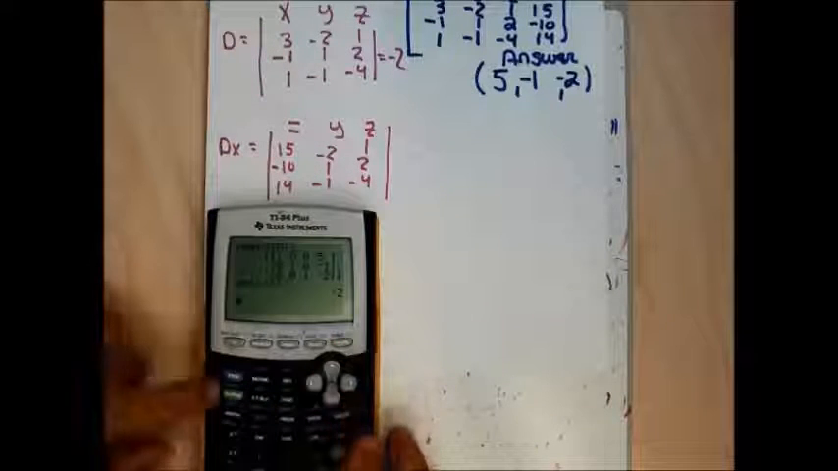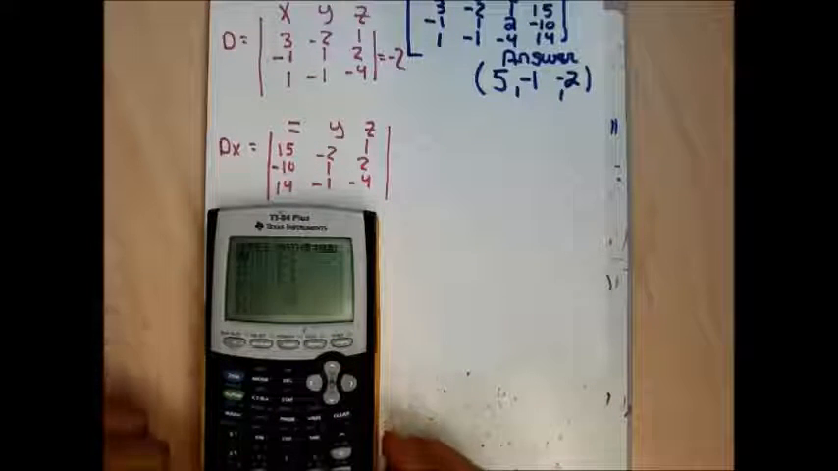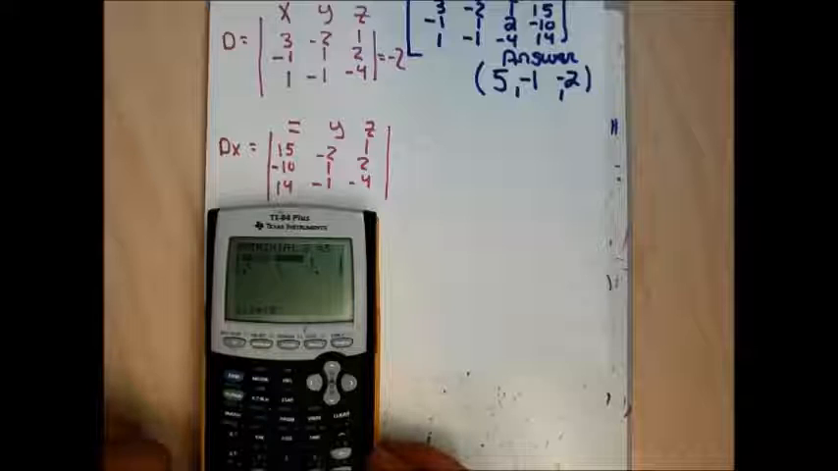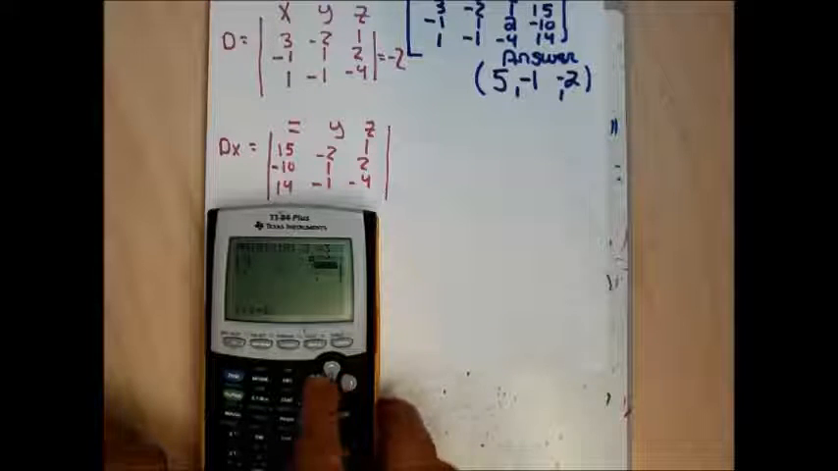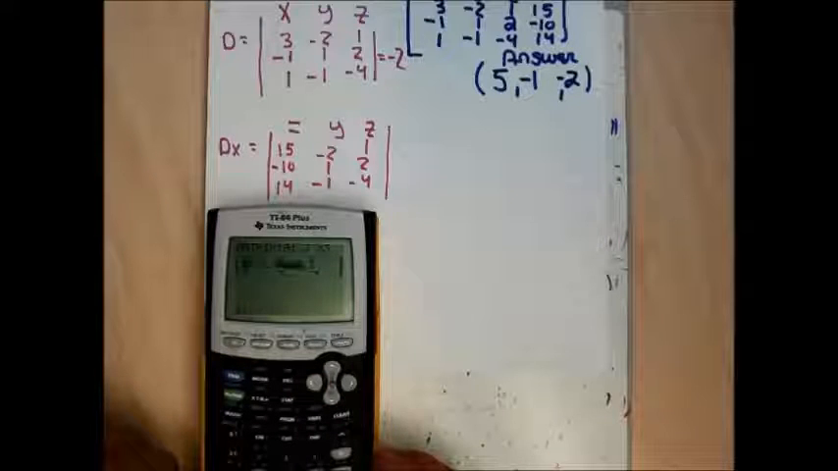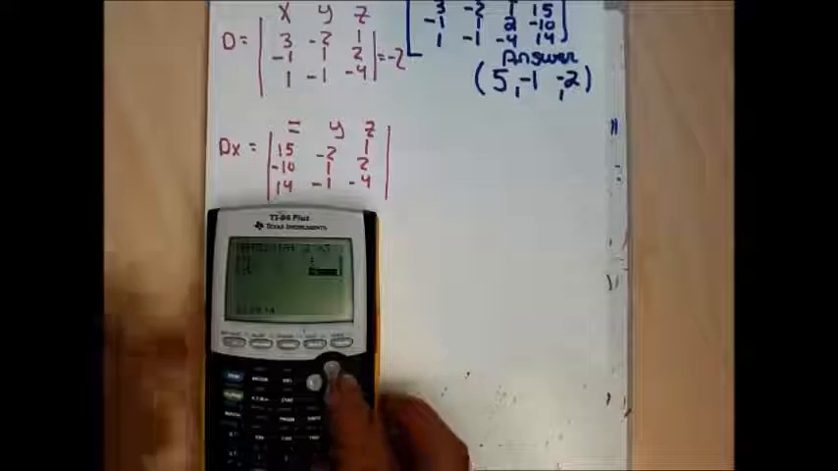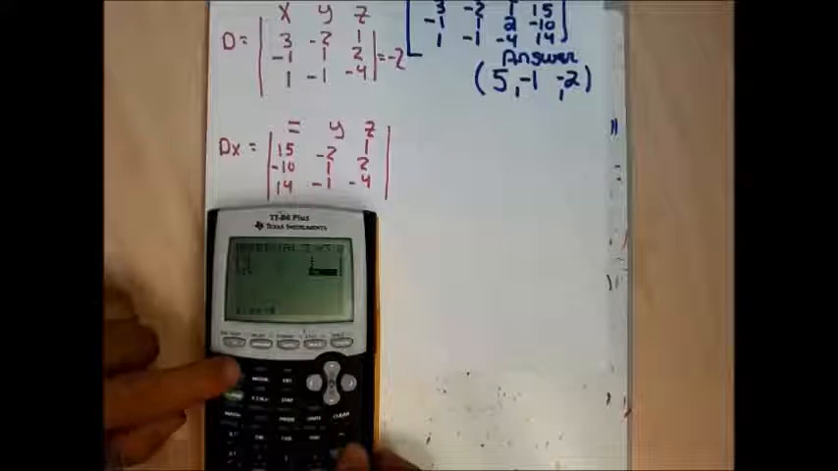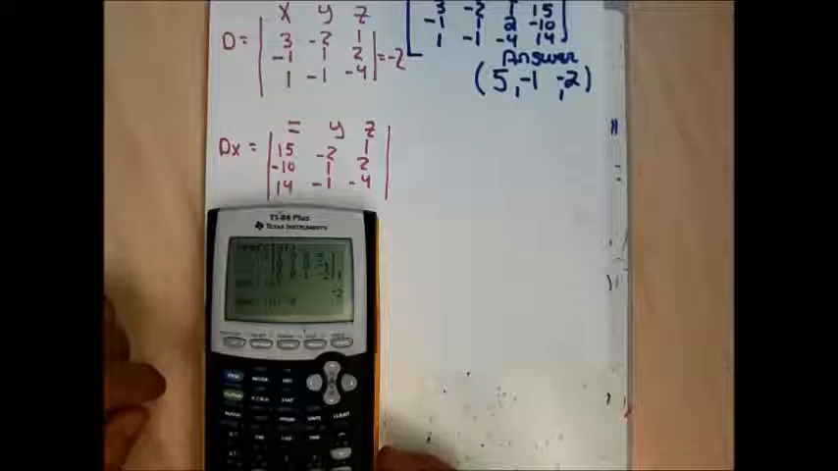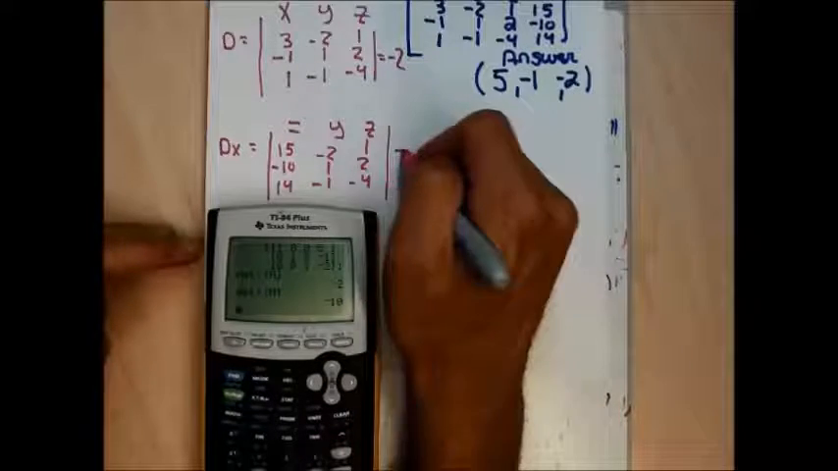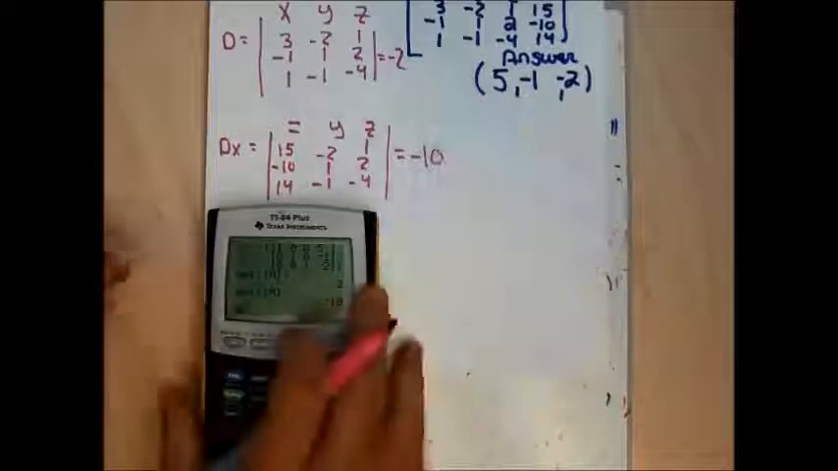So to do this, second matrix, edit, 15, negative 2, 1, negative 10, 1, 2, 14, negative 1, negative 4. Looks like it's in right. Second quit. Second enter and enter. I get negative 10 for D sub x.